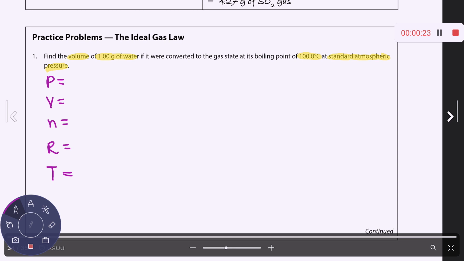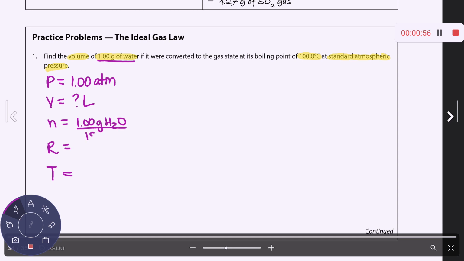Pick the easiest one. Choose the one that's not going to change anything when we multiply or divide by it. One. What's the unit after it? ATM. 1 ATM. Is it 1.00? Yeah. Okay, so we'll pick that one. And then the volume is what we're looking for. We'll solve for liters. And then N we're going to get from converting this gram of water into moles.